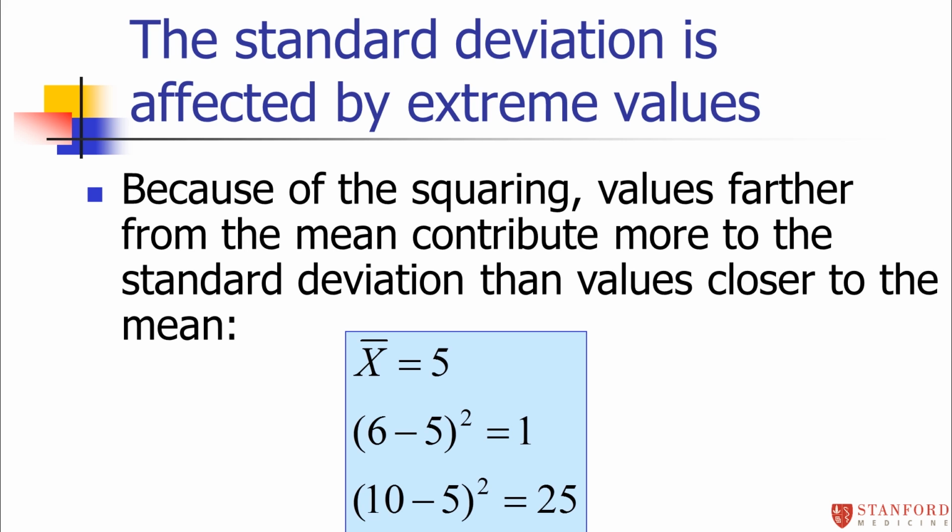And so one of the consequences of that squaring trick is that things that are farther from the mean are actually going to have more influence, are going to contribute more to the standard deviation than values closer to the mean. So for example, if the mean is 5, then if you're talking about a value of 6, you're only 1 away from the mean. If you square 1, you're still at 1. But if you are 5 away from the mean and you square 5, you're amplifying that distance. So now it's a distance of 25. So this says that when you have values that are extreme, those are going to have a lot of influence on the standard deviation in the same way they influence the mean.